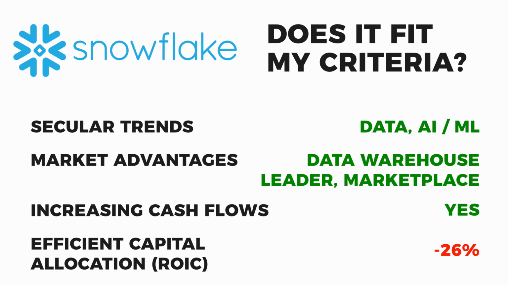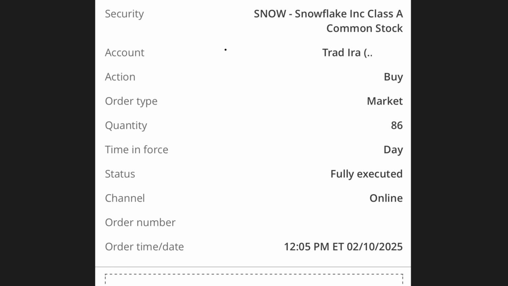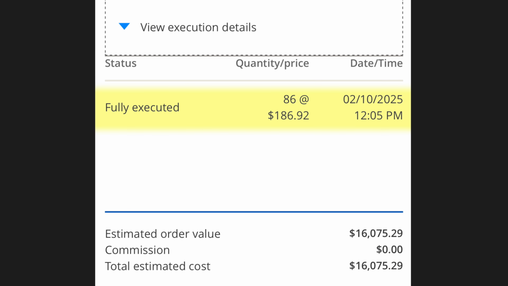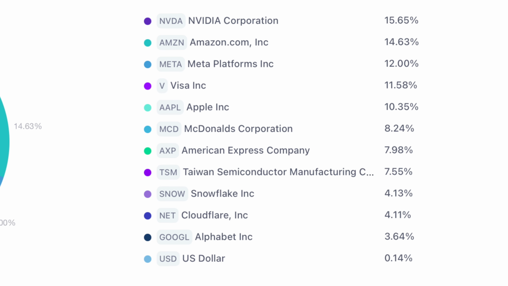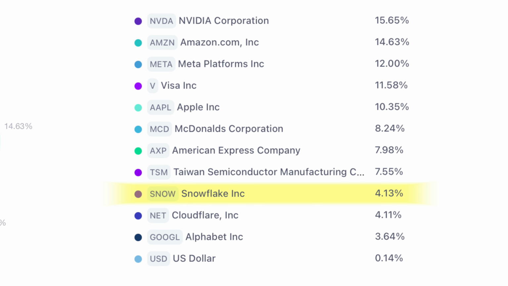So again, for folks who look at valuation as a primary criteria, this stock isn't going to make a lot of sense. But for me, I don't look at valuation as a primary criteria. It's a secondary criteria for me. And Snowflake is simply a company that's smack dab in the middle of strong secular trends that continues to grab market share at a rate faster than the overall growth of the industry they're in. So I added it to my portfolio at 86 shares at $186.92 a share. So obviously it's come down a little bit since I bought already, which is okay because this isn't a short-term idea for me. But it's at around 4% of my total portfolio size, and we'll just see where it goes.